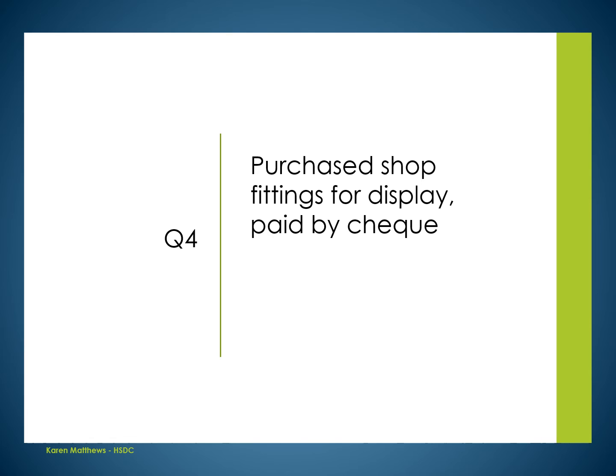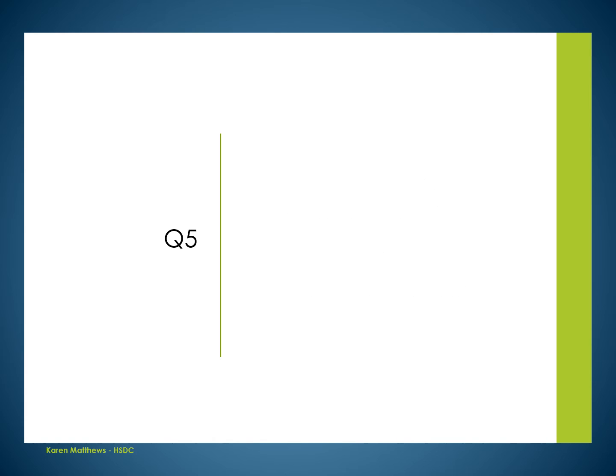So the debit side of this transaction is to debit the shop fittings. That's to record the asset. And to credit the bank account. And we know it's the bank account because it's been paid by cheque. So it can't be cash or any other account.